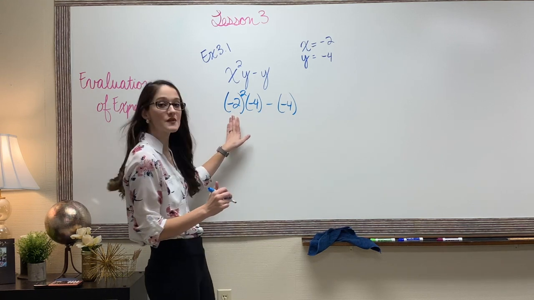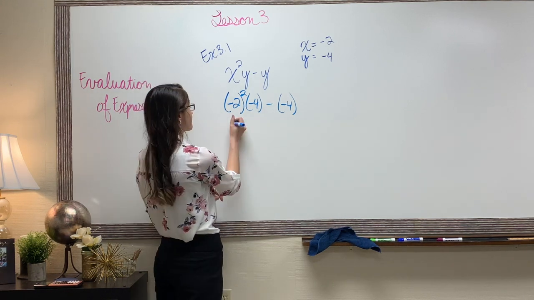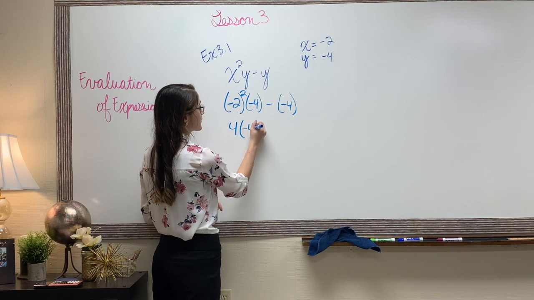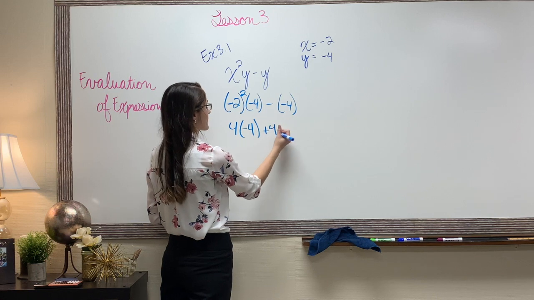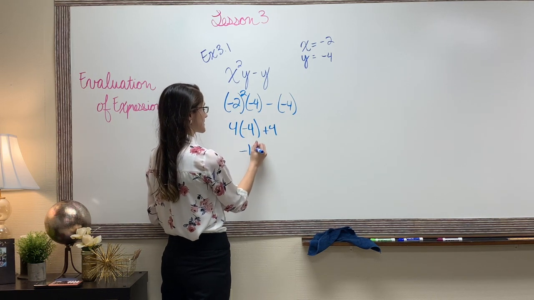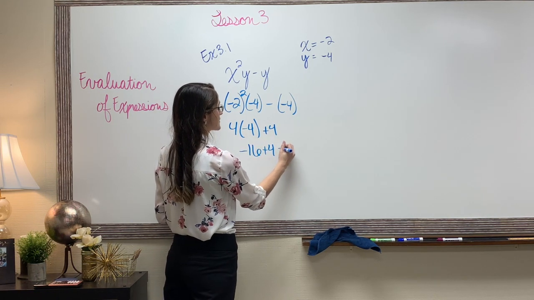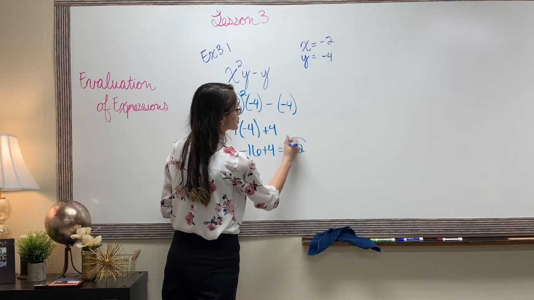So we're going to do negative 2 squared, which will be positive 4, times negative 4, and then we have minus negative 4, which means plus 4. And then here we got negative 16 plus 4, so this is going to be negative 12.